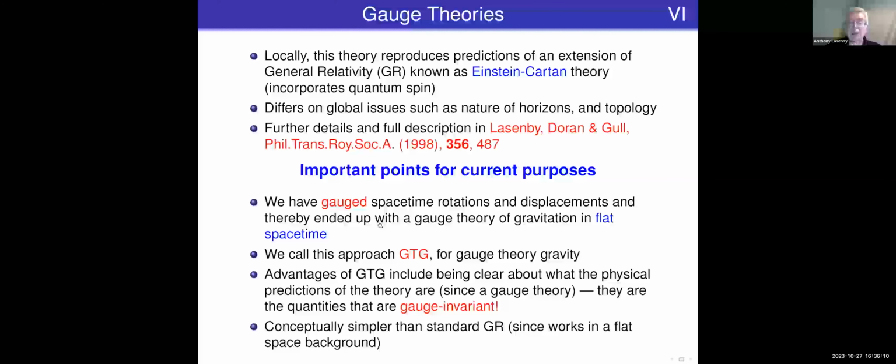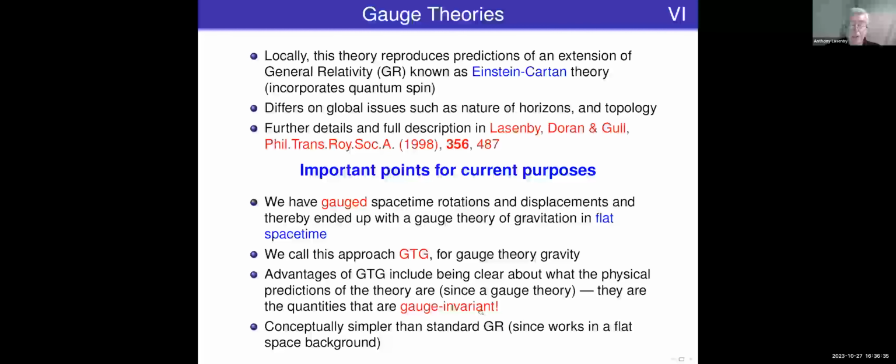So just want to emphasize a couple of things. We have gauged space-time rotations and displacements and thereby ended up with a gauge theory of gravitation in flat space-time. We call this approach gauge theory gravity, GTG for gauge theory gravity, and its advantages, there's a little list of them here. Basically, you know what you're doing with observables because they're the things that are gauge invariant. It works in a flat space-time.